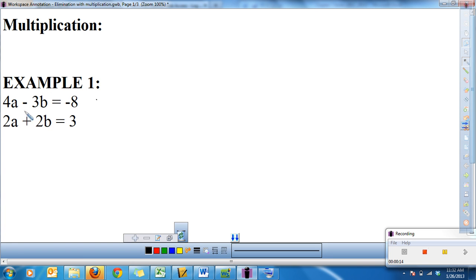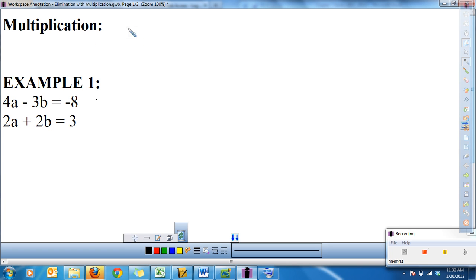So if we look at this first example, we have 4a minus 3b equals -8 and 2a plus 2b equals 3. I'm looking at this, and right now the a's don't share a coefficient and the b's don't share a coefficient, so what can I do? When we are solving using elimination, if we need to, we can manipulate one of the equations so that it will work to use elimination.